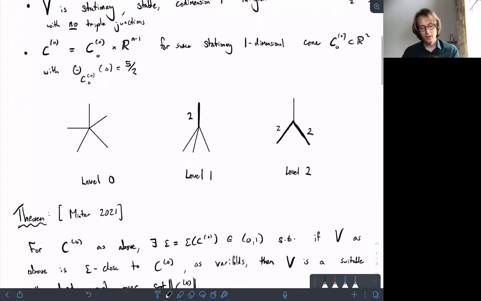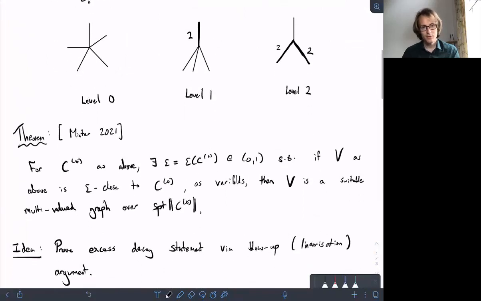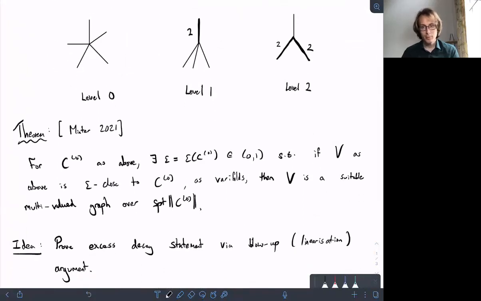So the main result we're trying to prove is: if we have C0 as above, then there is some epsilon, depending on C0, such that if V is as above, so codimension 1 stable, no triple junctions, and if we're epsilon close to C0 as varifolds, so in terms of mass and Hausdorff distance, then V is in fact essentially a C1 alpha perturbation of C0, so a C1 alpha multivalued graph.